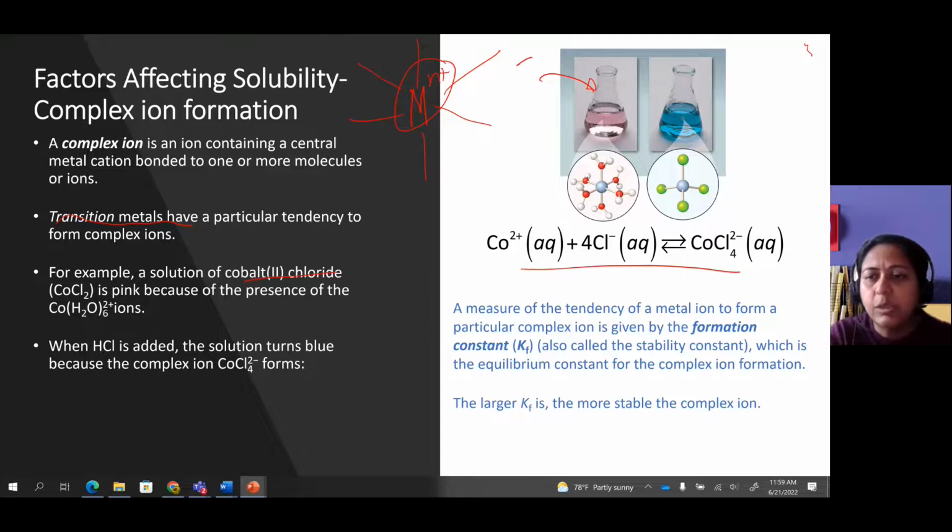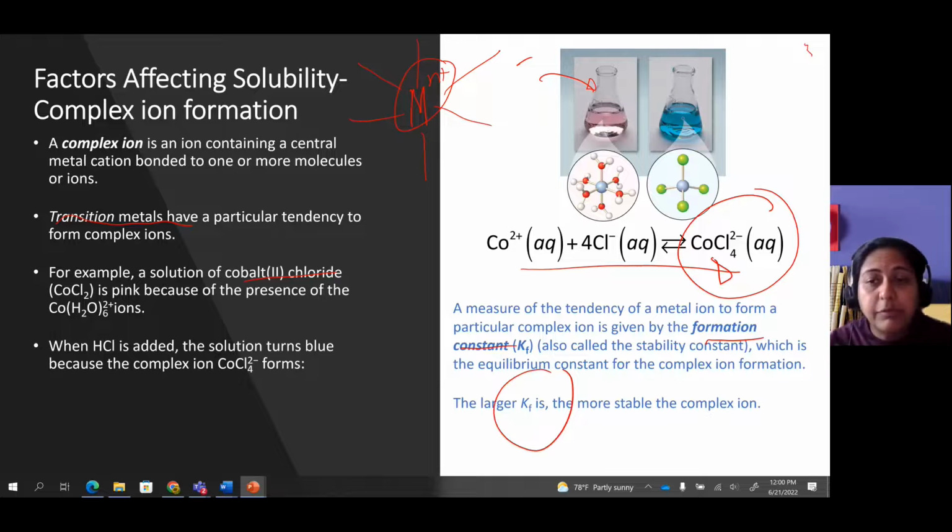Right. So this is the formation of the complex metal ion. The tetrachlorocobalt(II) ion, CoCl4 2-, is a complex metal ion, a metal complex. So we can write a formation constant for the formation of this complex of the metal ions. How do we write the formation constant? That is described in the next slide.